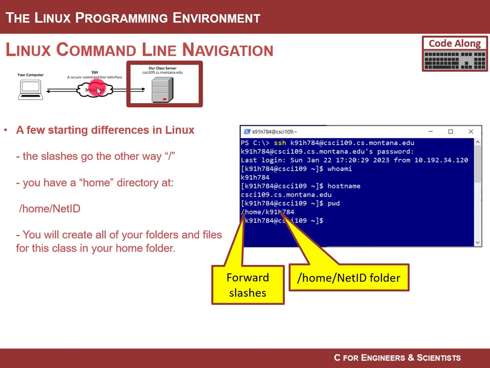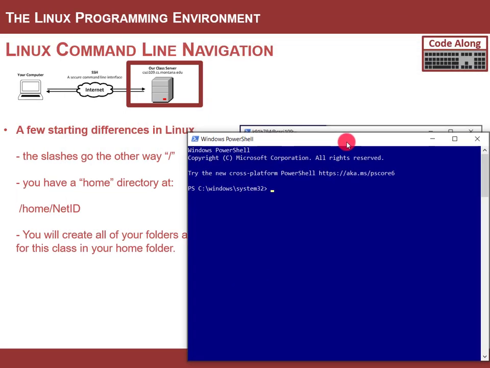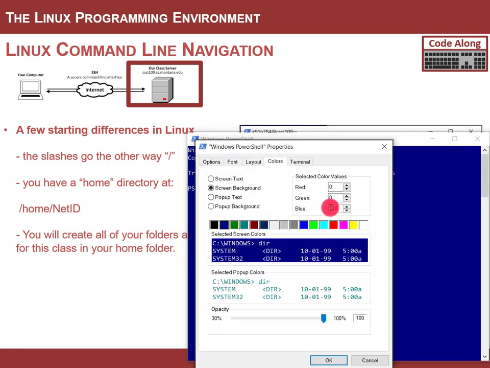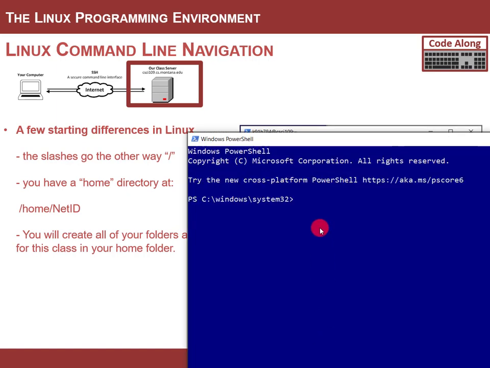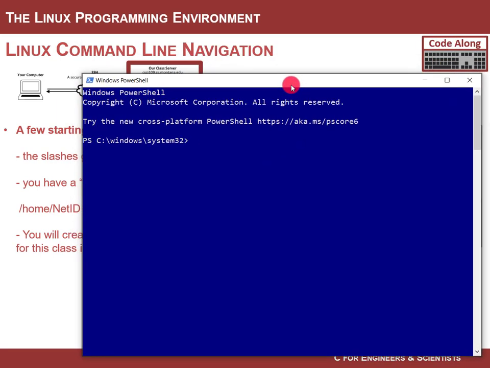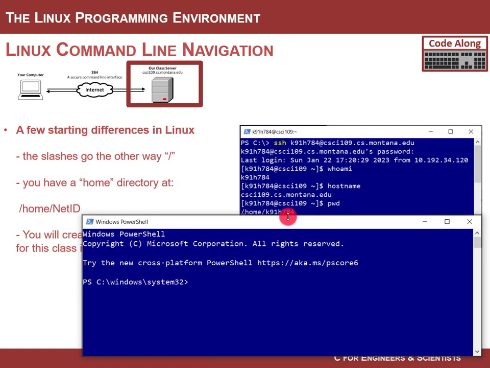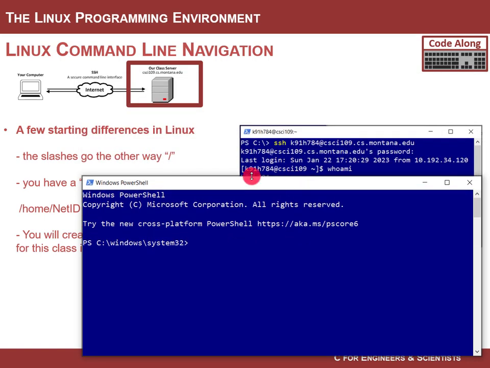Now what we're going to do is look at the command line interface of Linux, which is the operating system that runs over here on the CSCI 109. But again, you're going to do this through first launching PowerShell. So I'm going to launch PowerShell on my Windows machine, and let me change a few properties to get the font a little bit bigger so you can see it better. The font change takes place immediately, but if you want the color to change, you have to launch it again.